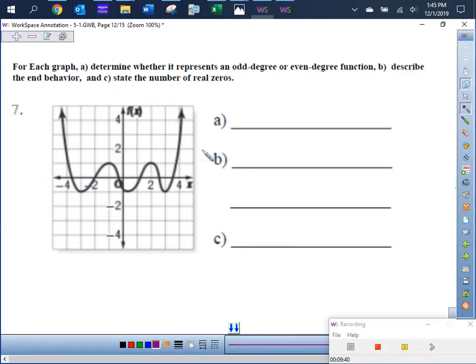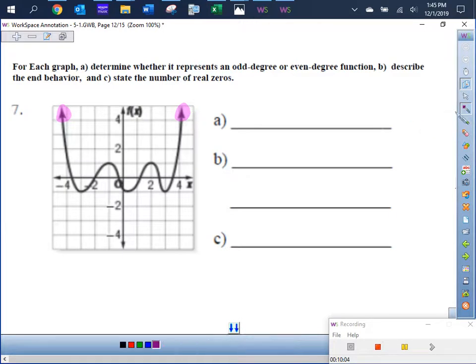So we'll make that complicated chart much, much easier. For each graph, A, determine whether this is an odd degree or an even degree. Cool. Let's just do that right now. If this is even or odd, it's all about the end behavior, right? So it's about these ends right here, and are they going the same ways or different ways?